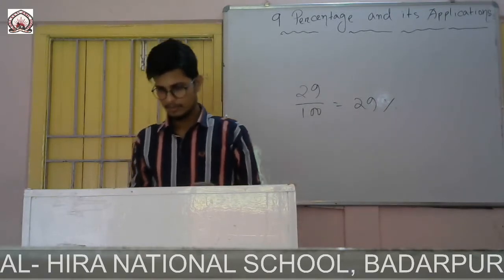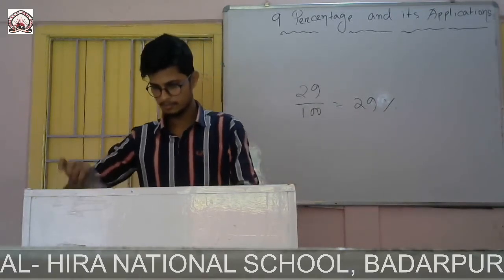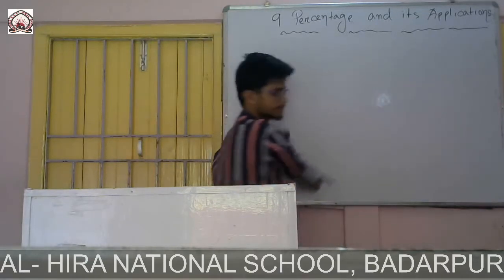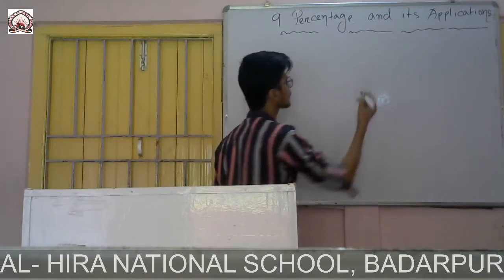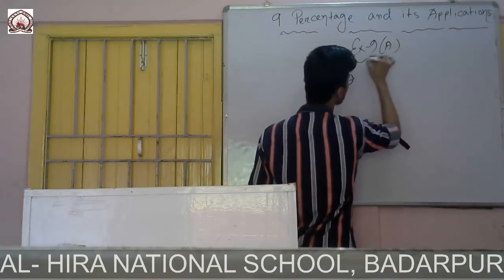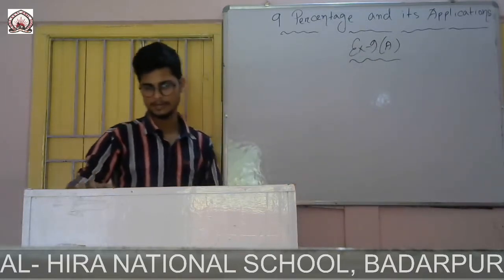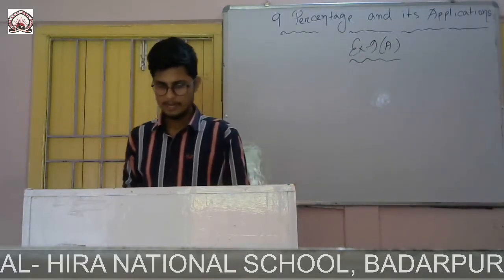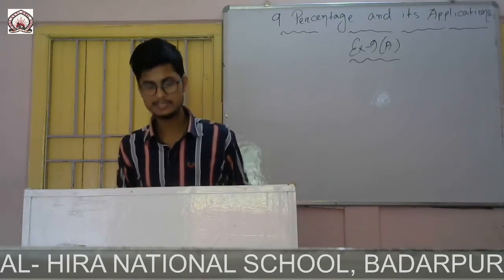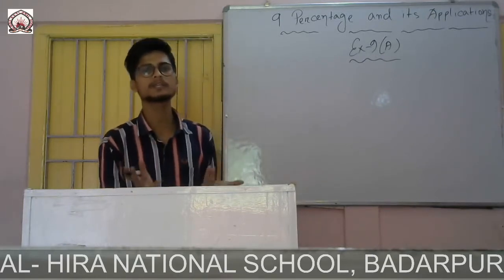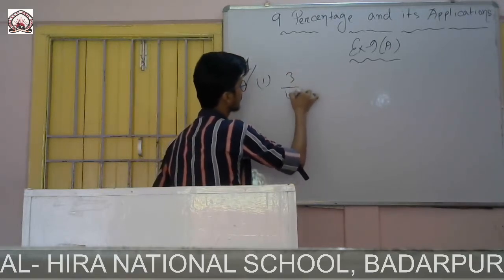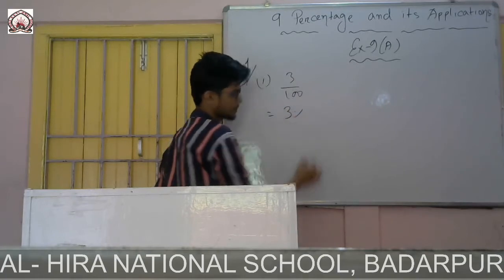Now let's begin exercise number 9A. Exercise 9A. First question, name each fraction as percent. Roman number 1, it is given 3 by 100, so we can write easily 3%. 3 by 100 is equal to 3%.